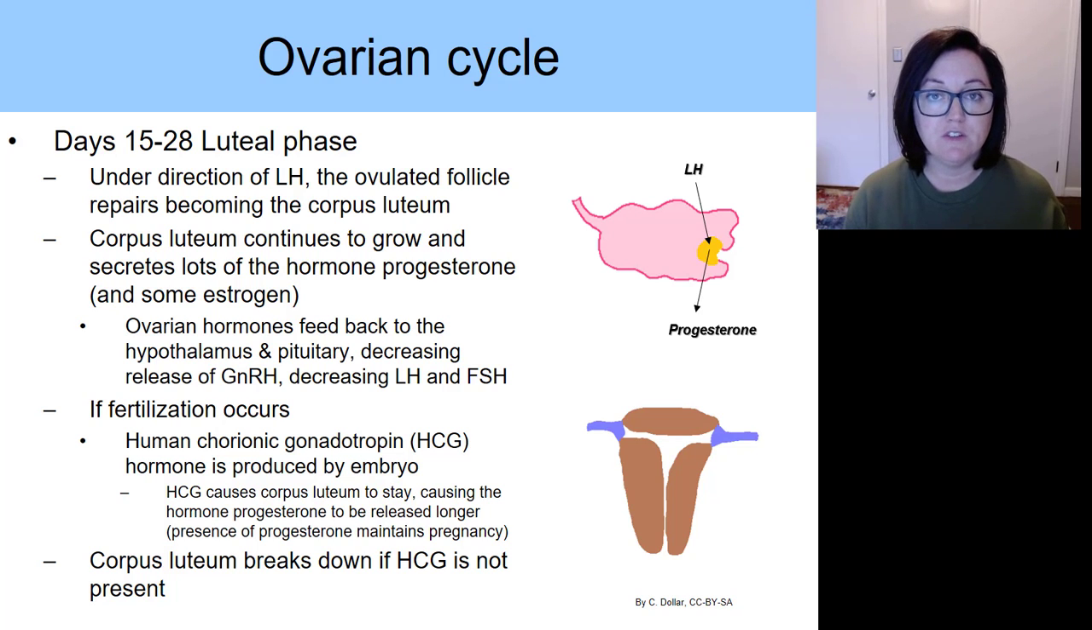If fertilization does not occur, there will be no HCG hormone. And without that HCG hormone, at the end of the ovarian cycle, the corpus luteum will begin to break down and stop releasing progesterone.